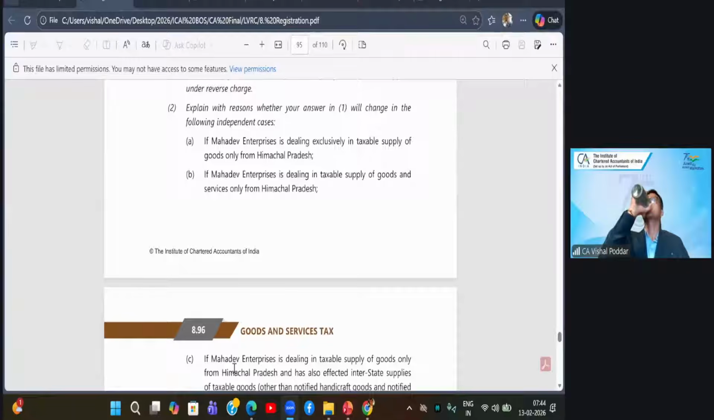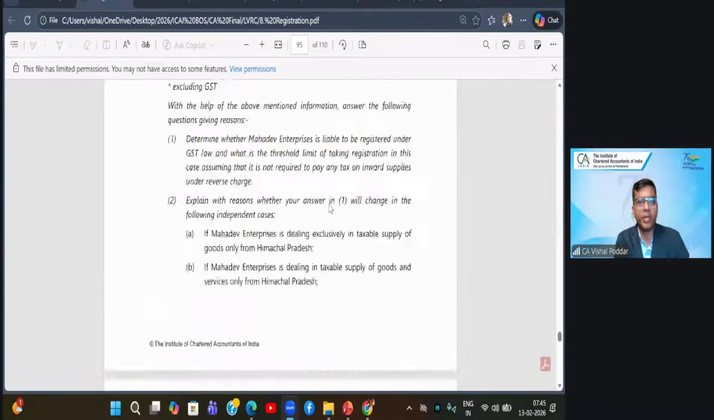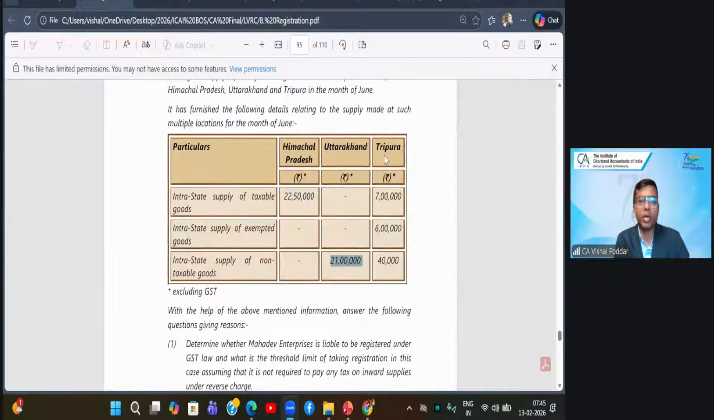Explain with reason whether your answer in one will change in the following independent cases. One: if Mahadev Enterprise is dealing exclusively in taxable supply of goods only from Himachal Pradesh. One by one. Now, what will be your answer, students? If Mahadev is dealing exclusively in taxable supply only in Himachal, it means now they are changing that in both Uttarakhand and Tripura, your turnover is only from exempt.